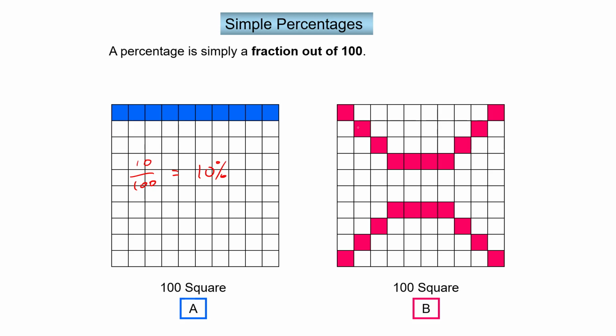Here, I've got 1, 2, 3, 4, 5, 6, 7, 8, 9, 10, twice, so that's 20 out of 100, which is 20%. Percent means out of 100. Okay.